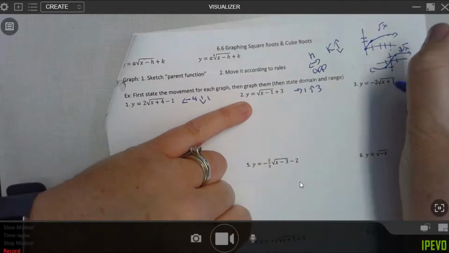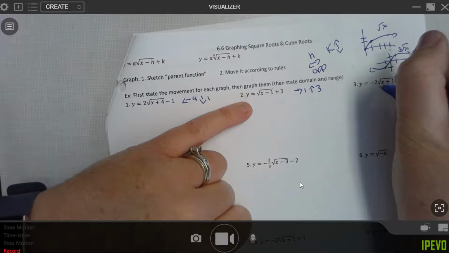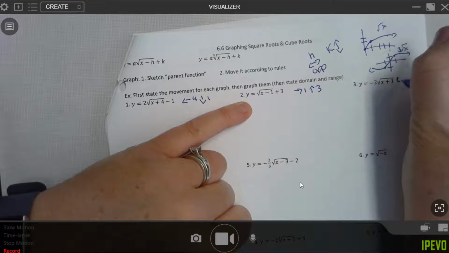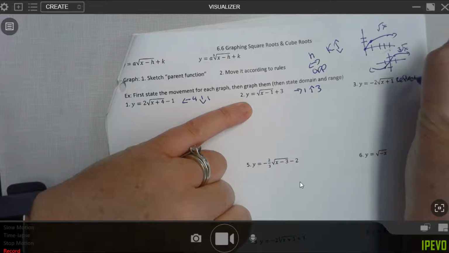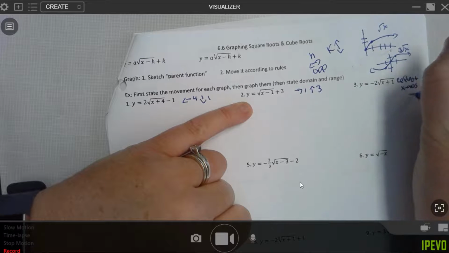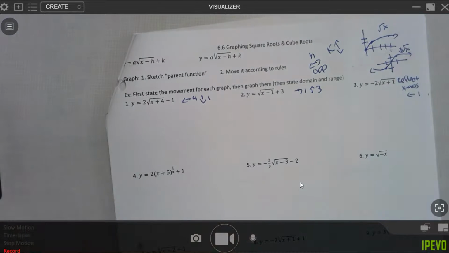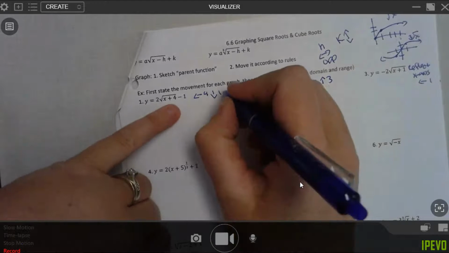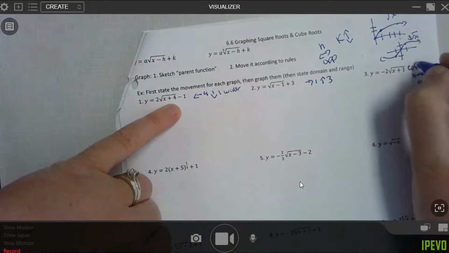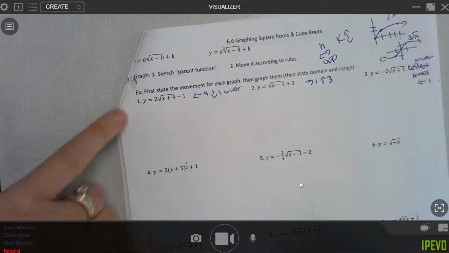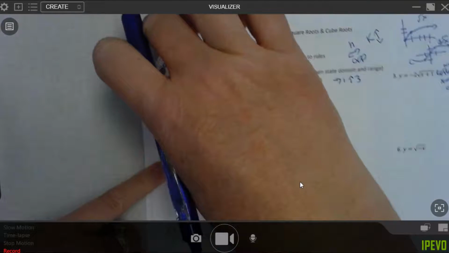So this one right here, you have to take care of a negative out in front first. So you first are going to reflect this over the x-axis. So it's a reflection over your x-axis. And then we're going to go left 1. And it's a little bit wider. I guess I should write that. This is wider. All right, down here.